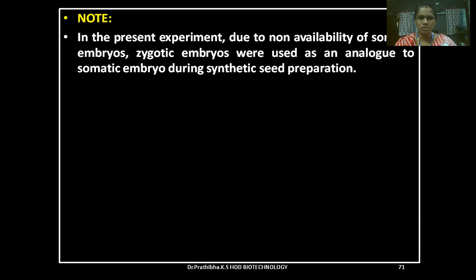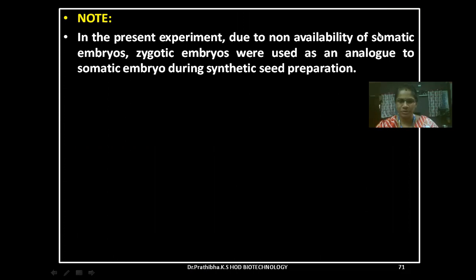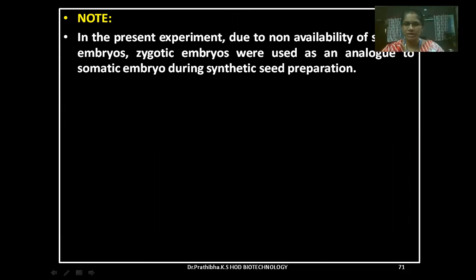Okay. Now let us go through the note you need to keep in your mind. In the present experiment, due to unavailability of somatic embryos, the zygotic embryos were used as an analog to somatic embryo during synthetic seed preparation.